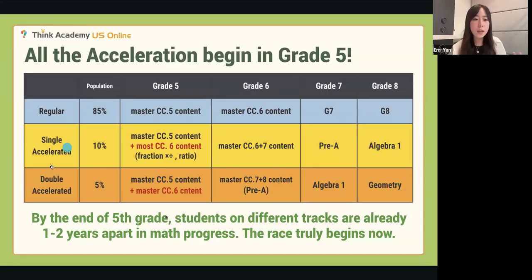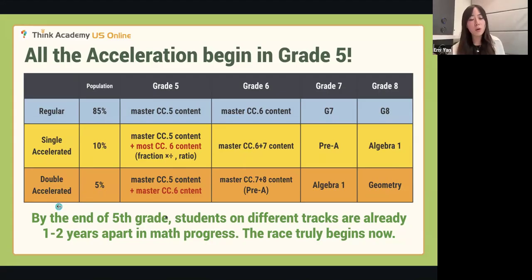They're going to know at least half of the material about fraction multiplication, fraction division, and a little bit about ratio. So when we talk about single accelerated or double accelerated, the kids are not actually skipping any math content. It's not like skipping one level ahead. They are learning ahead the content that will be covered at a later period for the regular course. After we finish grade 5 and grade 6 content, we learn grade 6 and grade 7 content in grade 6, then pre-algebra in grade 7, and algebra 1 in grade 8.